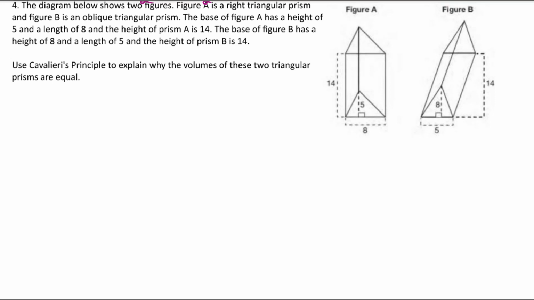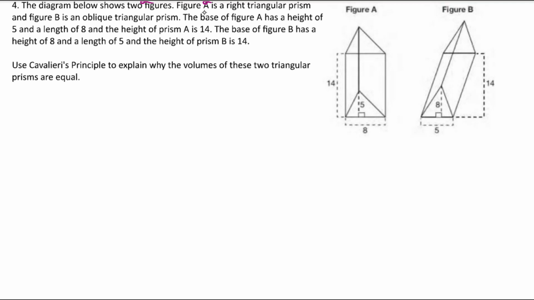Number 4. The diagram below shows 2 figures. Figure A is a right triangular prism, and figure B is an oblique triangular prism. That just means it's slanted between the bases, and a right triangular prism, they're connected with rectangles, not parallelograms. The base of figure A has a height of 5 and a length of 8, and the height of prism A is 14. The base of figure B has a height of 8 and a length of 5, and the height of prism B is 14.